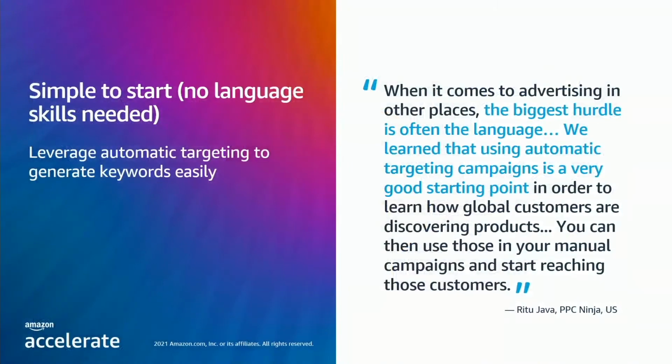We'll talk about more features that can help you later on, but let's review what Ritu Java from PPC Ninja has to say. When it comes to advertising in other places, the biggest hurdle is often the language. Knowing the right keywords to use in your campaigns is the most important thing. We learned that using automatic targeting campaigns is a very good starting point in order to learn how customers are discovering your products on Amazon in these local languages. You can then use those terms in your manual campaigns and start reaching those customers.